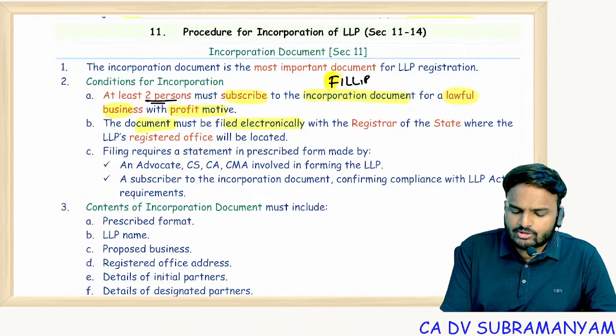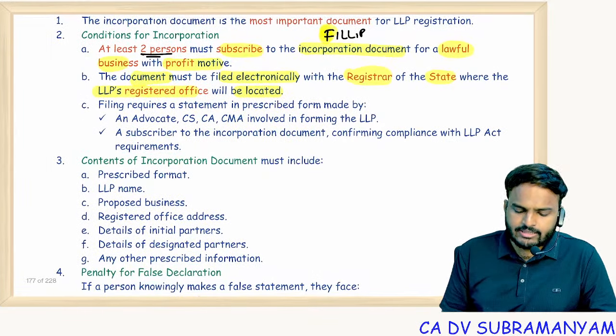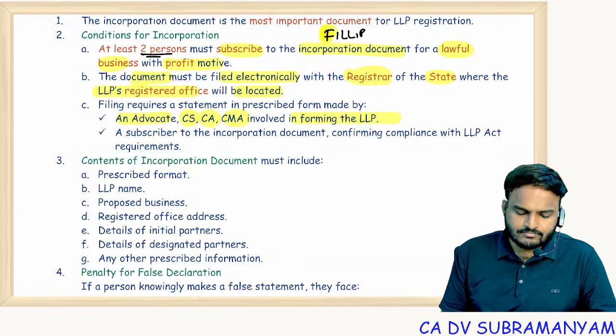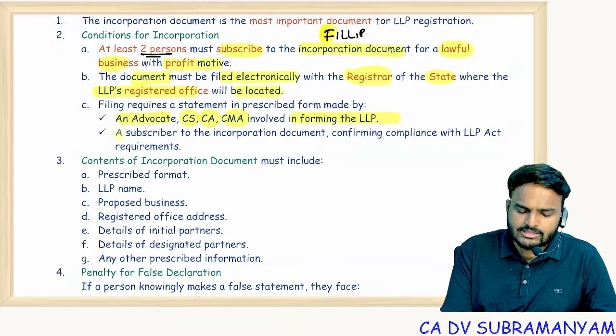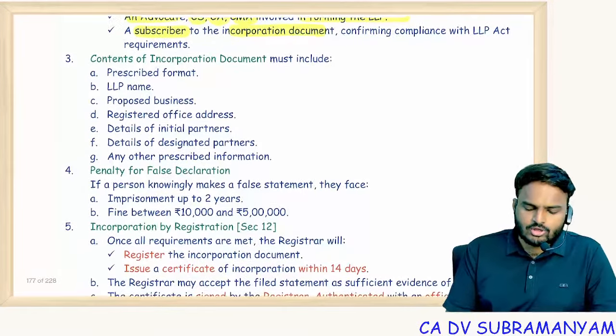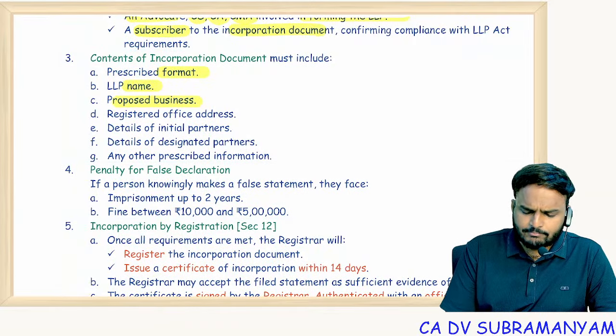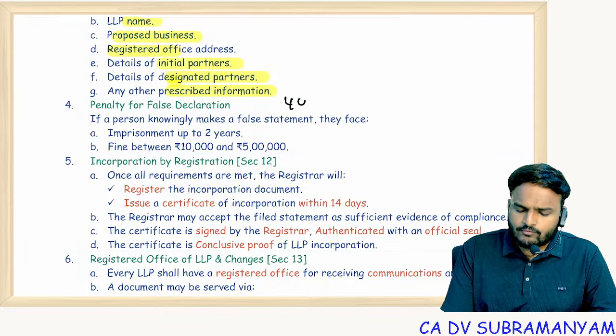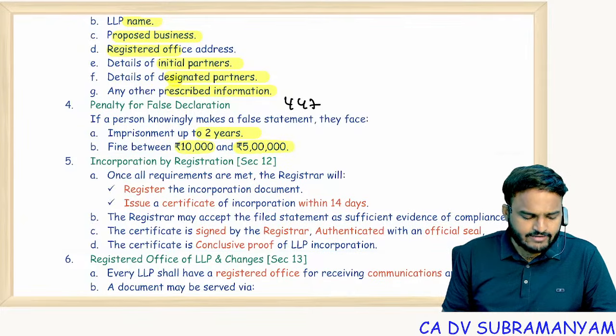The document must be filed electronically with ROC of the state where the LLP's registered office will be located. Filing requires a statement in the prescribed form made by an advocate, CS, CA, CMA who is involved in forming the LLP. So this is about declaration of compliance, declaration of compliance by the professional and subscriber to the incorporation document. Next one, contents of the incorporation document, prescribed format: name, proposed business, residential office address, initial partners, designated partners, other prescribed information. Penalty for false declaration: in Companies Act you will see 447, but in LLP punishment is very little only. The punishment is imprisonment up to 2 years and fine between 10,000 and 5 lakhs.